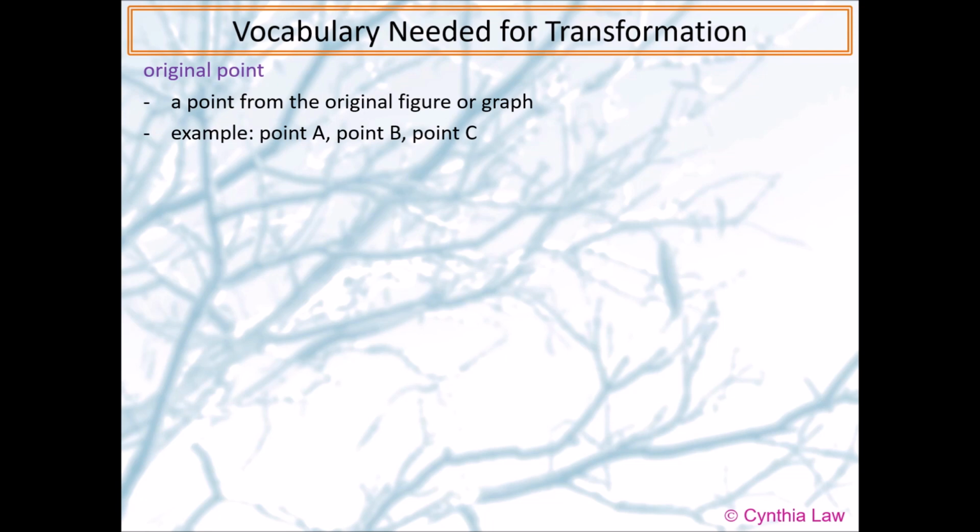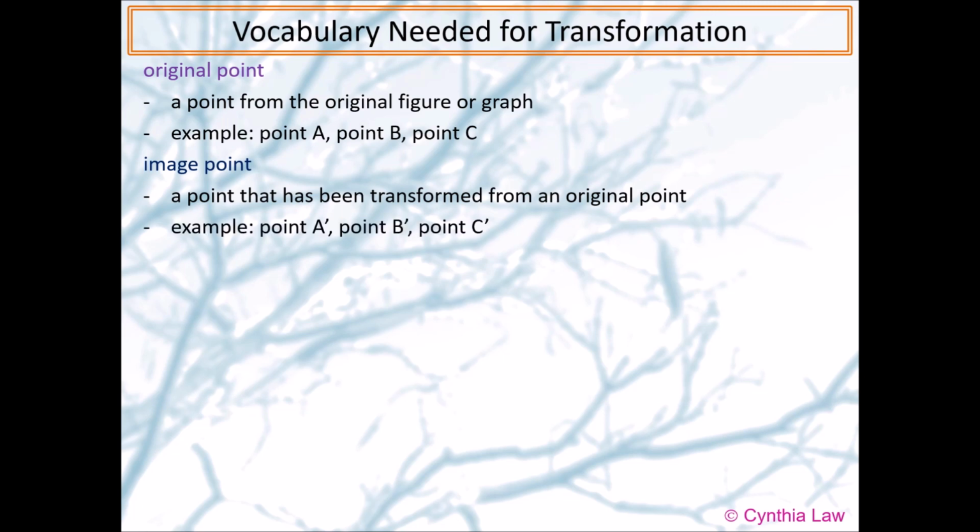So after the transformation, we get image points. An image point is a point that has been transformed from an original point. And we call these points A prime, B prime, C prime, etc. So the original point is called A. The image point would be called A prime. An original point is called B. The image point is called B prime, etc. So they share the same letter to show the transformation has occurred.